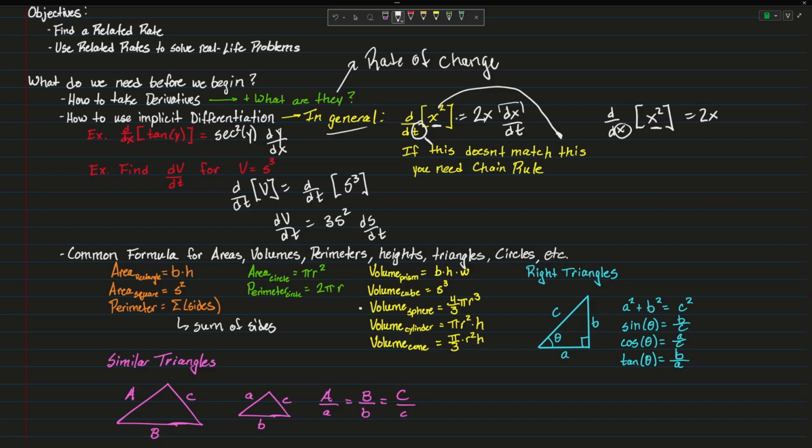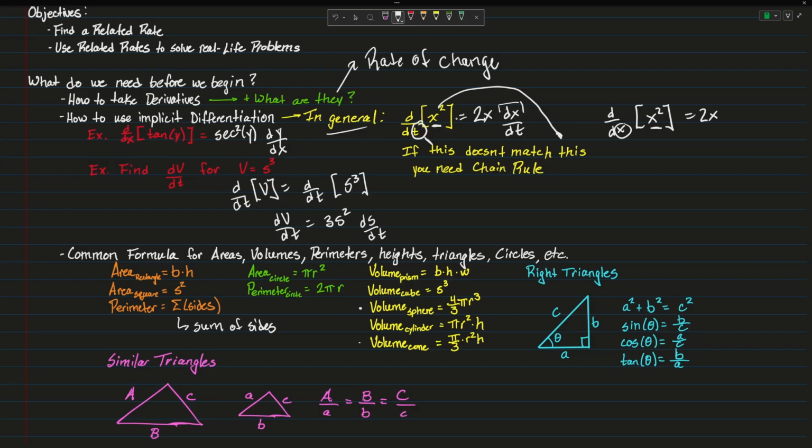Volume of a cone, that's going to be one of the first examples we see: pi thirds times r squared times h, where r is the radius and h is the height. We also have to be aware of these things about right triangles. The Pythagorean theorem shows up, and all of the sine, cosine, and tangent functions show up, and we just need to know what those are and what they reference.